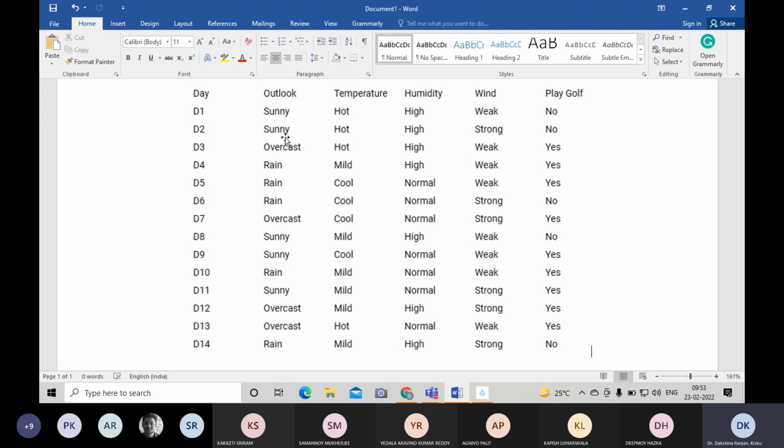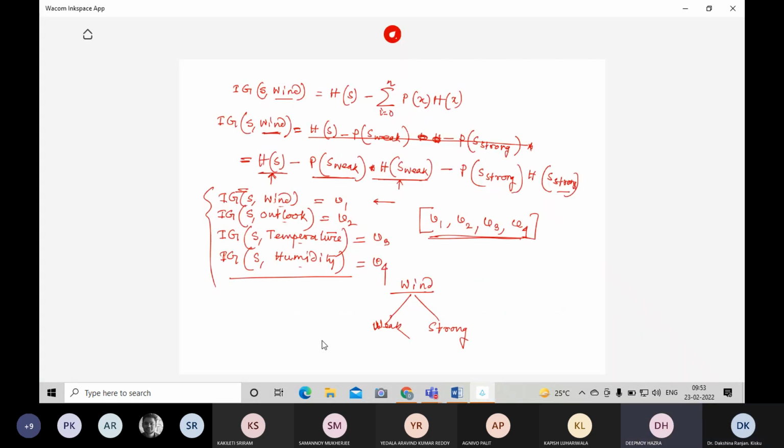We have started with the root node, so 1, then 2, 2, 2. Very good. So one branch will be weak, another is strong. Okay, here you can see that if I select the wind feature or attribute as the root node in the decision tree, then there will be two branches, since there are two different values present in this attribute column.